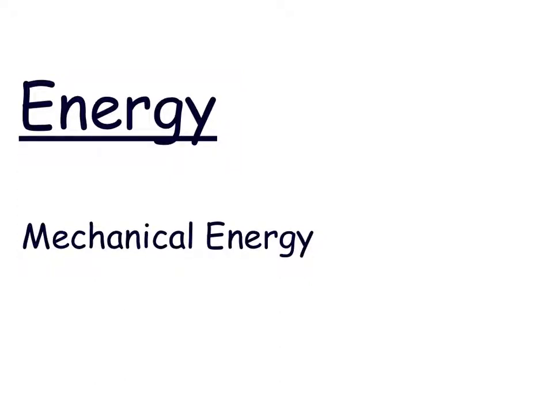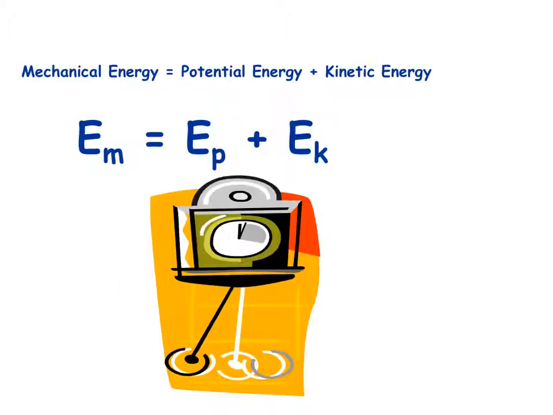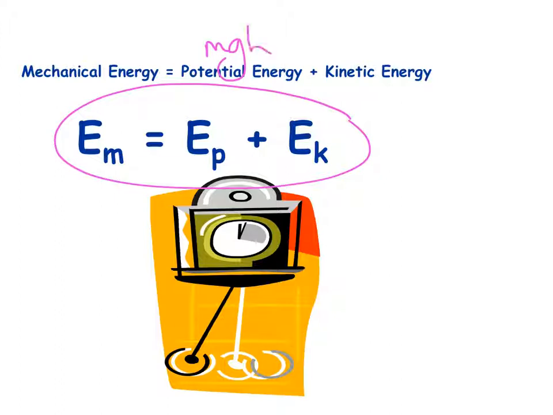Now we're going to look at something called mechanical energy. We've discussed kinetic energy, we've discussed potential energy. Mechanical energy is a combination of potential energy and kinetic energy. Often people forget about it because it doesn't really have a formula of its own. It's just about adding two different types of energy that we already know. So we know potential energy is mgh, and we know kinetic energy is a half mv squared.